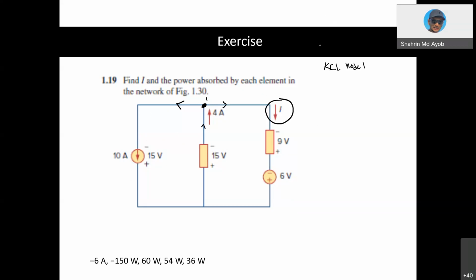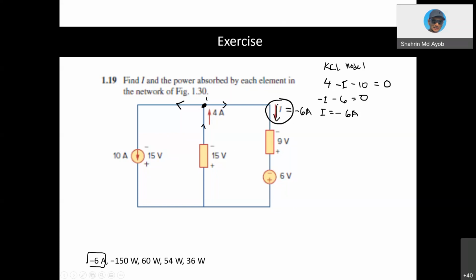all the current that is entering must be positive, so 4 amperes, and the current going out must be negative, so negative I and then negative 10. This equals 0. So negative I, negative 6, equals 0, meaning that your I is negative 6 ampere. Shown here, the answer is 6 amperes, meaning that your current is actually negative 6 ampere with this direction.